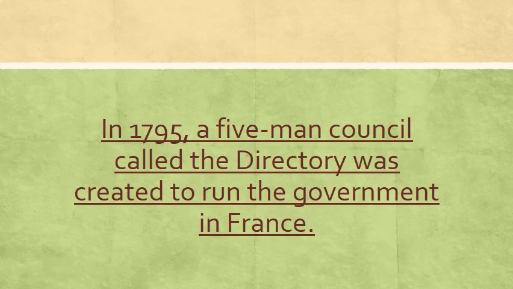So about a year later, after all this, you can write down your notes. In 1795, a 5-man council called the Directory was created to run the government in France. I'll read that again and you can write it down in your notes. In 1795, a 5-man council called the Directory was created to run the government in France. So they decided, you know what? Maybe a couple people, big shot leaders, isn't the best, because they had tried that with the Republic. They're like, you know what, we're going to set 5 people aside, call them the Directory, and their job is going to be to run the government.